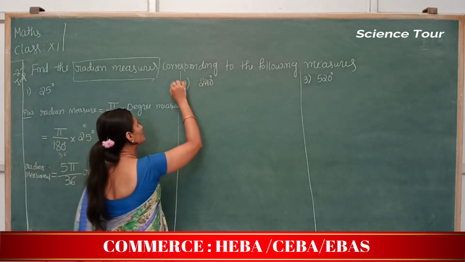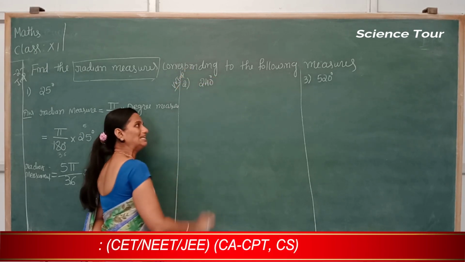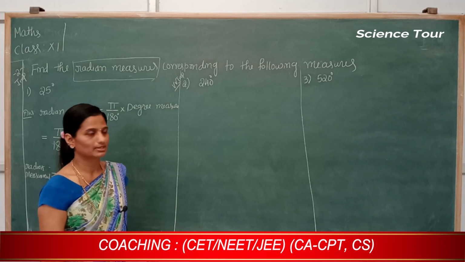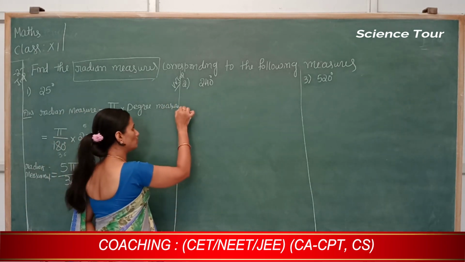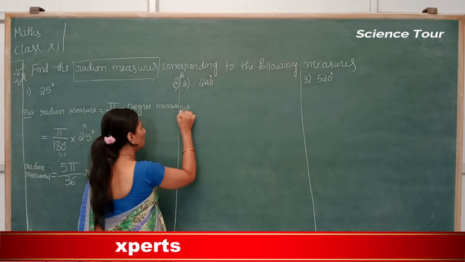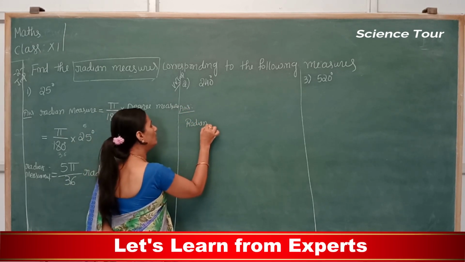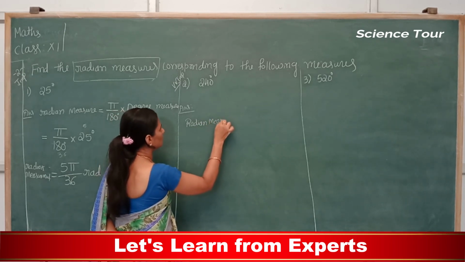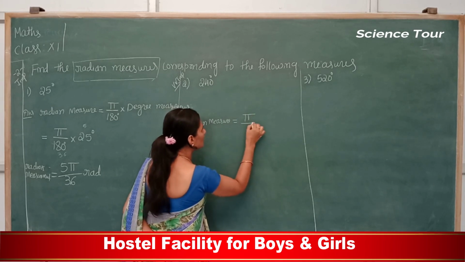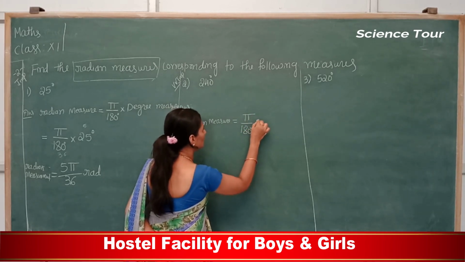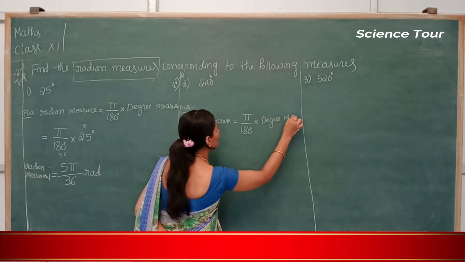The next is this one. This is very important. Convert this 240 degree into radian. The given is degree. So which formula to use? Using radian measurement. Radian measure is equal to, correct? Now I need to convert degree to radian measure. It is pi divided by 180 degree into what? Degree measure. It is degree measure.